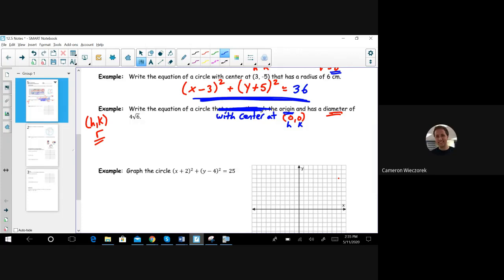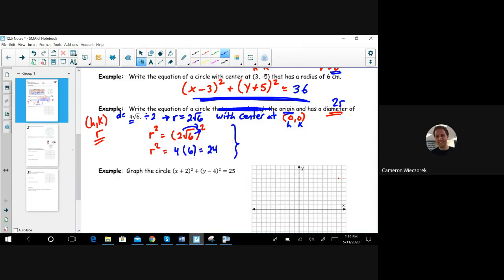And the diameter, remember, is 2 times the radius. So if the diameter is 4√6, I'm just going to divide that by 2. And so my radius would be 2√6. I just cut the outside number in half, not the inside number. So now, when I write the equation, I don't want r, I want r squared. So I've got to take my 2√6 and square it, which means I square the 2, which is 4. And if you square the √6, you just get a normal 6. So my radius squared is 24.